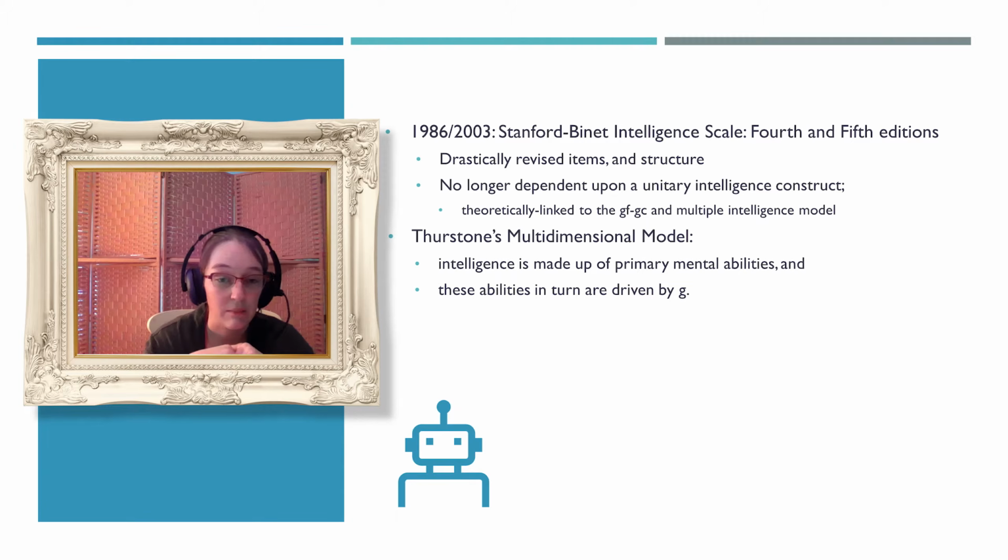It's more Thurstone's model, which is multidimensional, where intelligence is made of three primary abilities. Those are spatial, quantitative, and verbal, and those in turn are driven by G. But the basic idea is still there. So disregard the Howard Gardner version of multiple intelligence. There's a general factor and it's hierarchical, not independent. Cool.